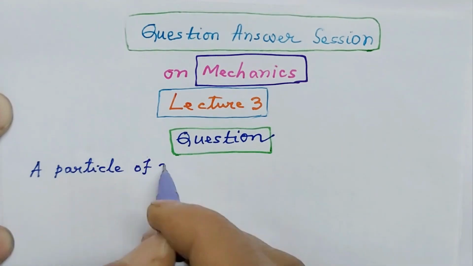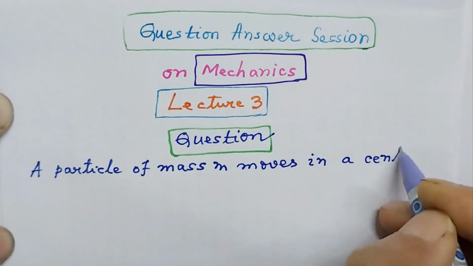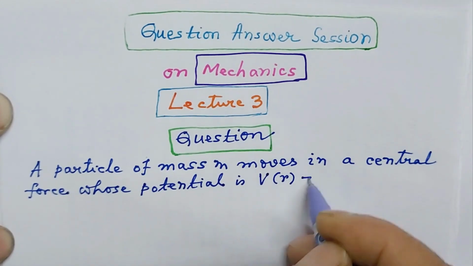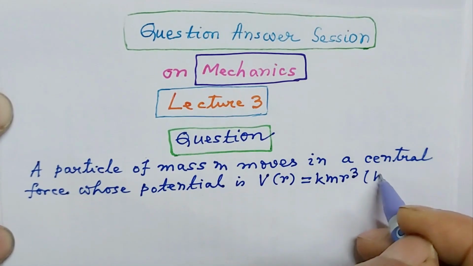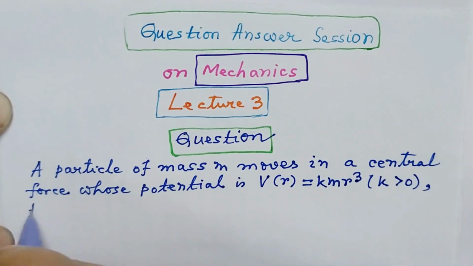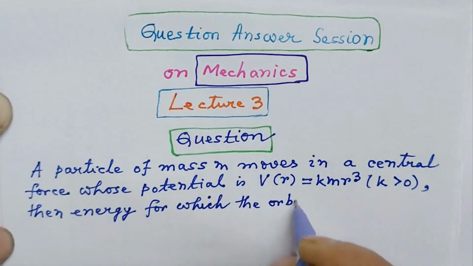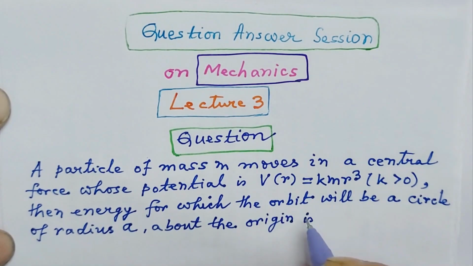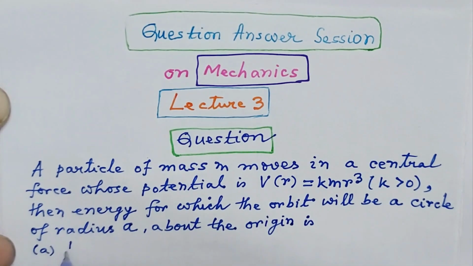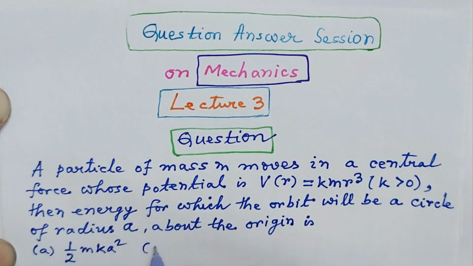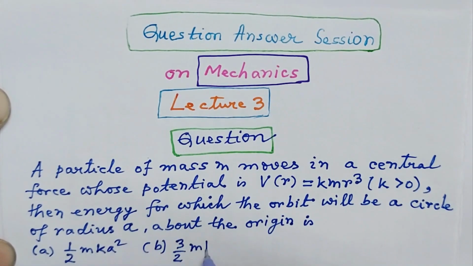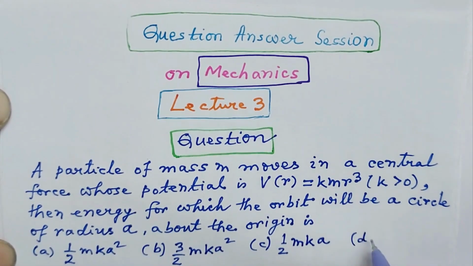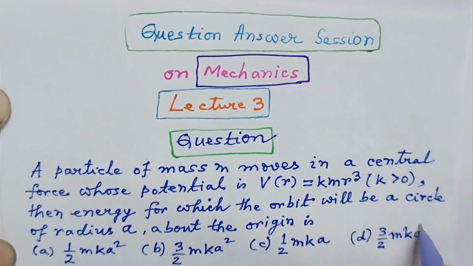A particle of mass m moves in a central force whose potential V, which is a function of r, equals kmr³, where k is greater than 0. Then the energy for which the orbit will be a circle of radius a about the origin is, and the options are as follows. Option A is (1/2)mka², option B is (3/2)mka², option C is (1/2)mka, and option D is (3/2)mka³.